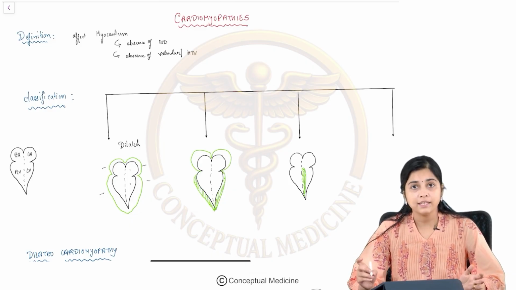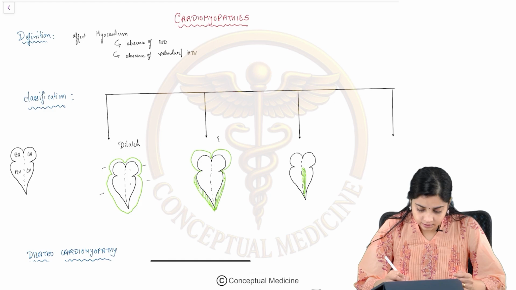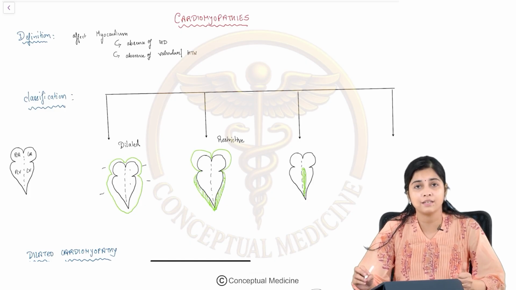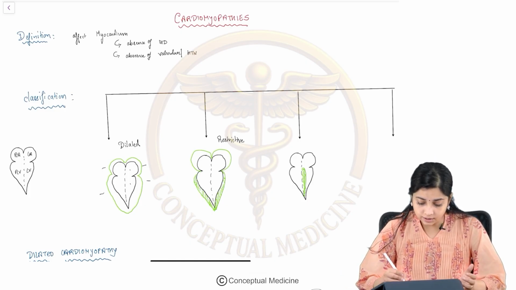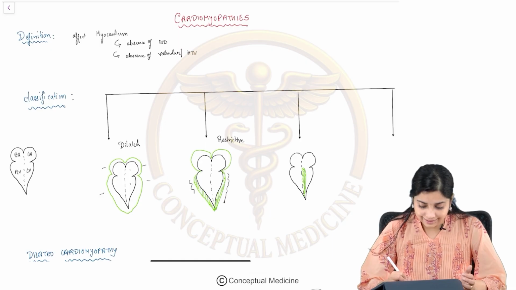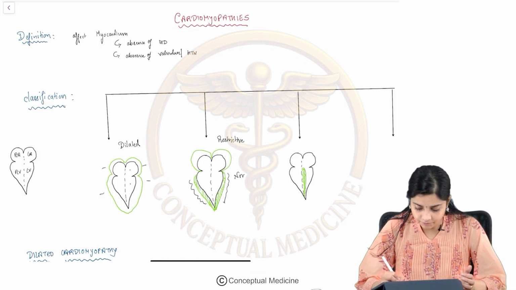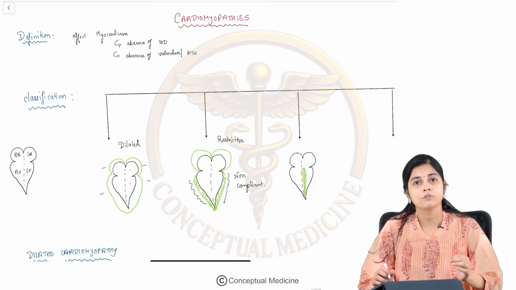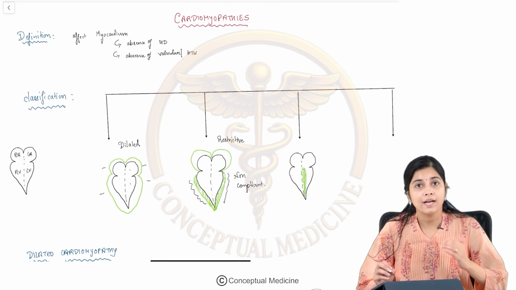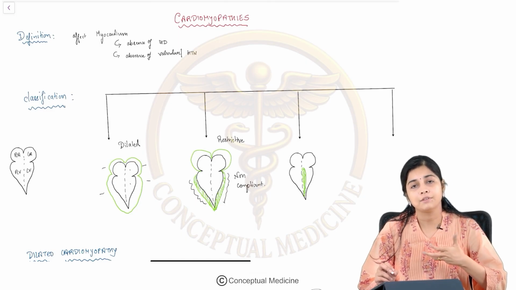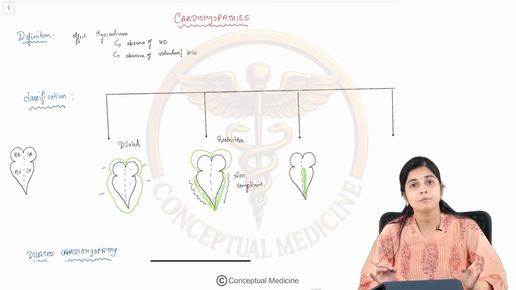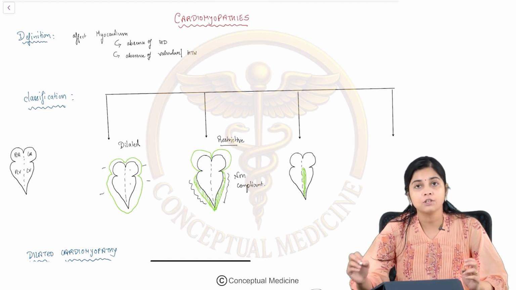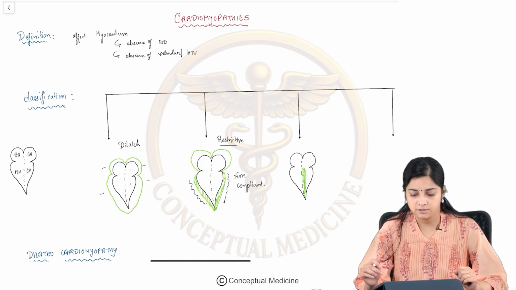The second type is restrictive cardiomyopathy. What is the restriction here? There is stiffening or thickening of the ventricles and the ventricles become non-compliant, so there is a restriction to filling of blood when it flows from the atrium to the ventricle. As a result, there is a pressure overload in the ventricles and the atria, and the atria become dilated. This form is called restrictive cardiomyopathy.